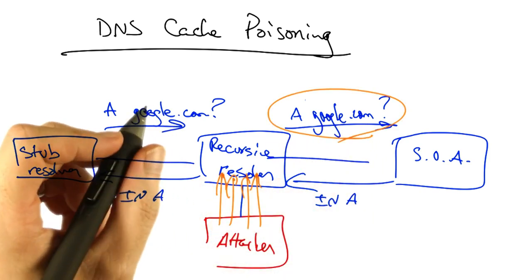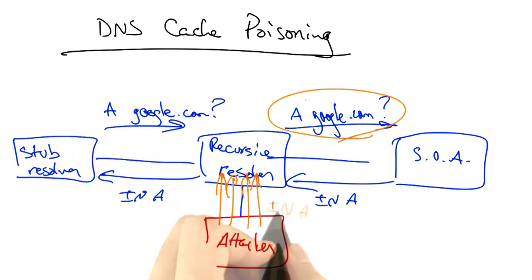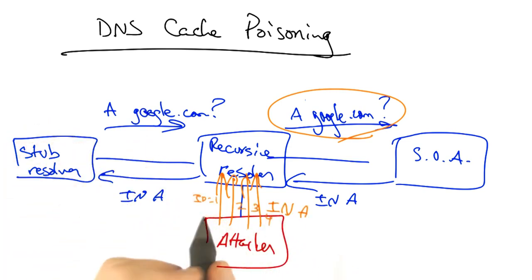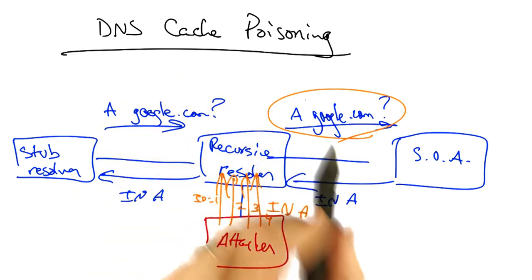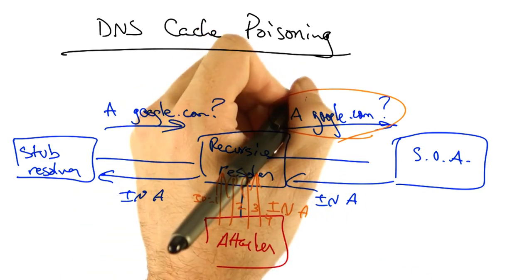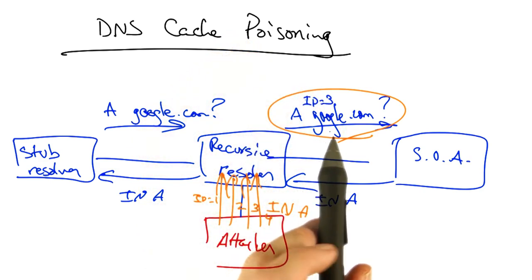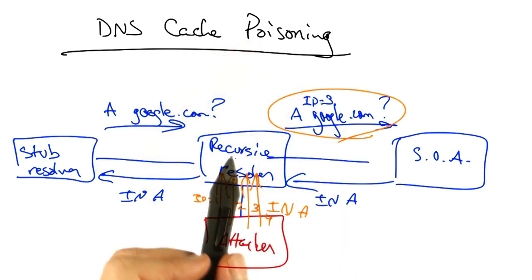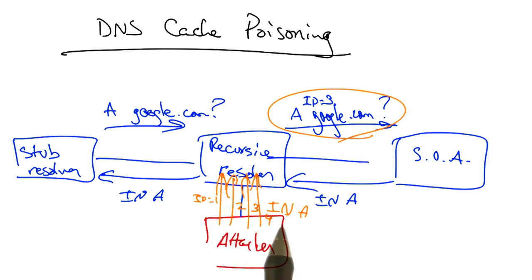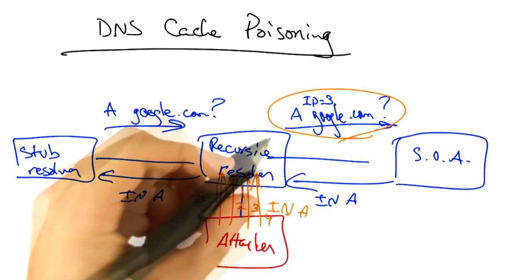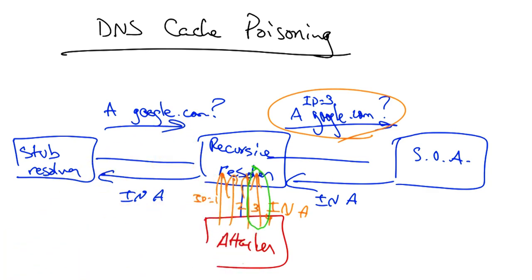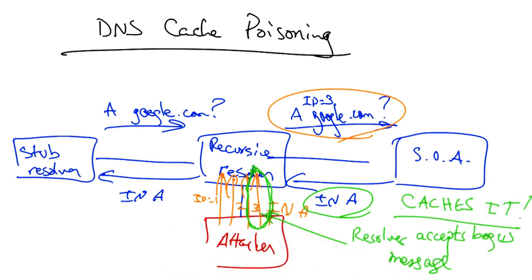attacker can simply reply with multiple specially crafted replies, each with different IDs. Although this query has some query ID, the attacker doesn't need to see that query, because the attacker can simply flood the recursive resolver with a bunch of bogus replies, and one of them, in this case the response with ID 3, will match. As long as this bogus response reaches the recursive resolver before the legitimate response does, the recursive resolver will accept this bogus message, and worse, it caches the bogus message.